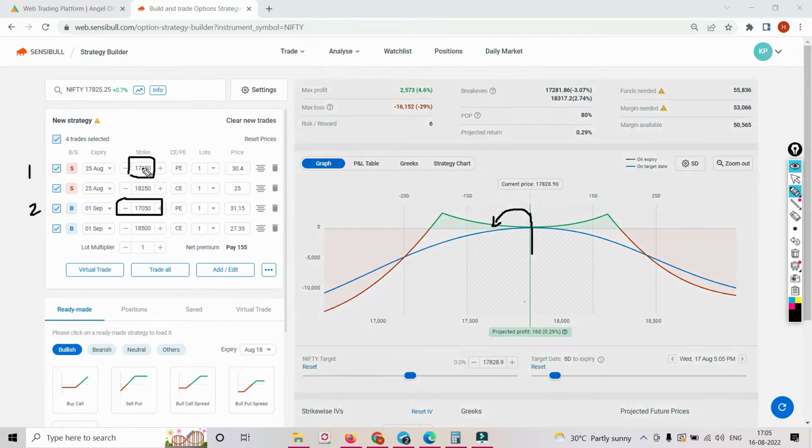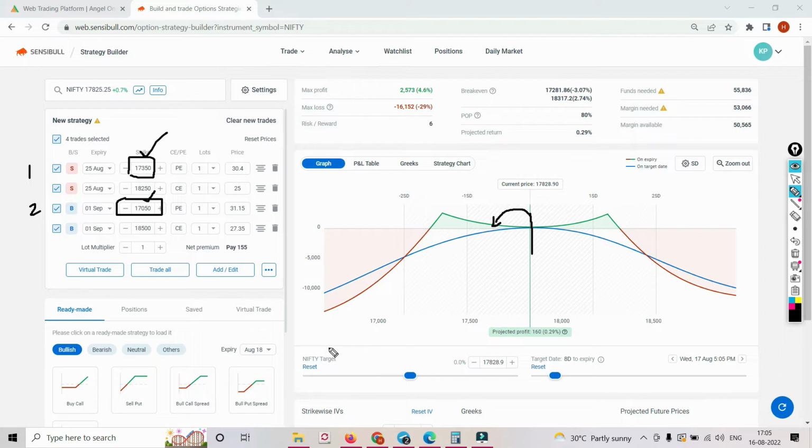So what will happen? Do you think this will become in the money first, or this will become in the money first? Obviously, this 17,350 will become in the money because the market is falling down, and this is a bit OTM. So whenever the market falls quickly, what happens? This becomes in the money, and you will get into panic mode because your sold position has become in the money.